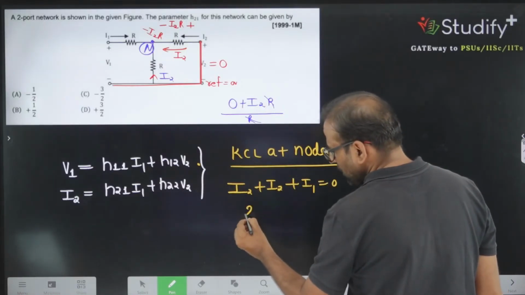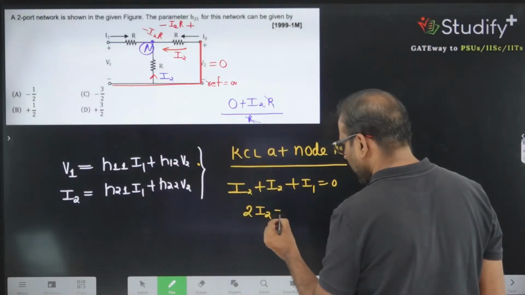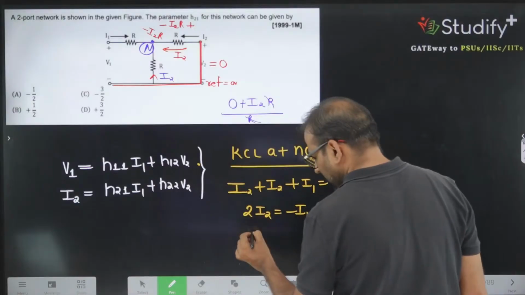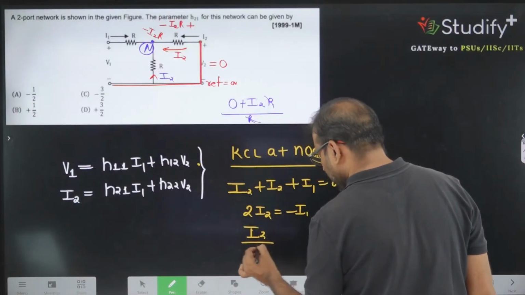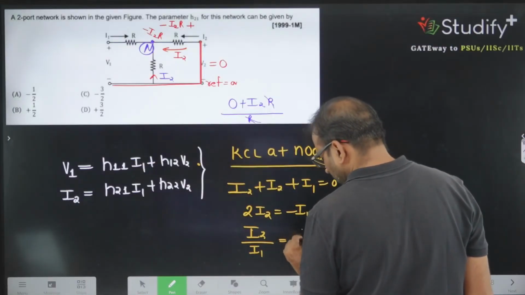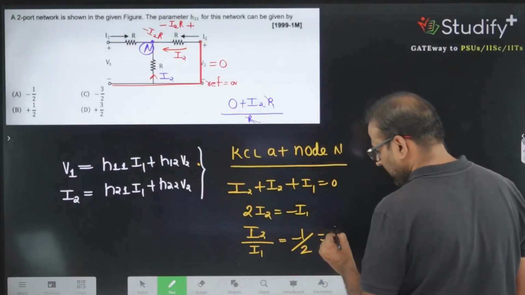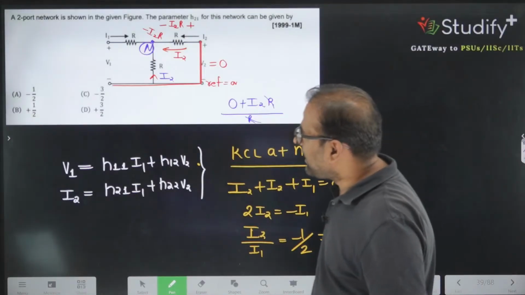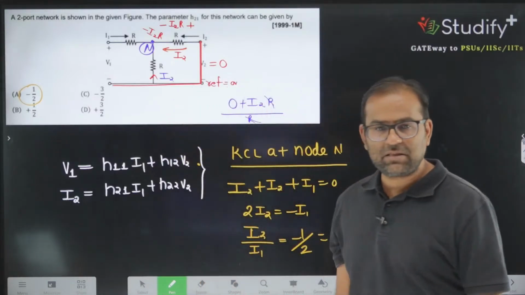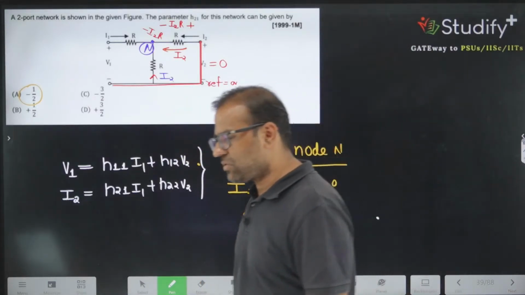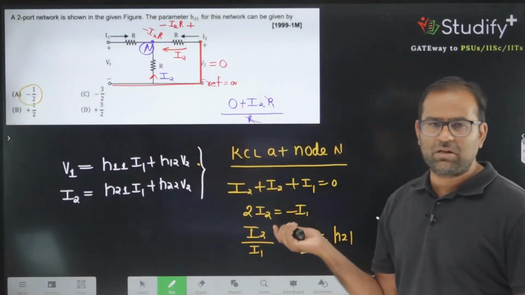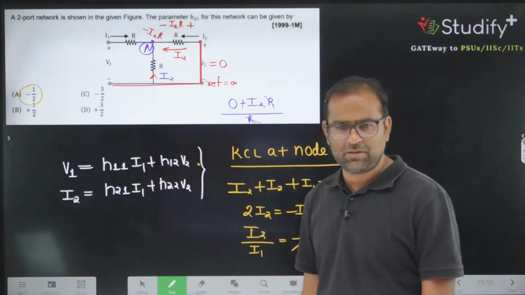So you can say 2 times I2 is equivalent to minus of I1. I am interested in the I2 by I1 ratio. So the I2 divided by I1 ratio is equivalent to minus 1 by 2, and this parameter is known as H21. Minus 1 by 2 is the correct answer for this question. So this is a very easy question. In exams they ask for the individual parameter. They don't tell you to write the complete equation.